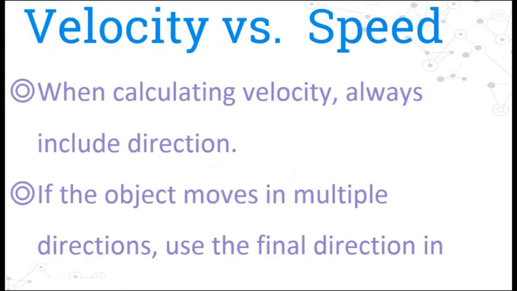So when you're calculating velocity, you want to make sure that we always include direction, and if the object moves in multiple different directions, you can use the final direction in your answer, or you can look at the general direction based on the displacement, which you should recall is the straight line measured between the start point and the stopping point of the object in motion. So if you draw a line from the start point to the stopping point, the direction that points would be a direction that you could use in your answer.